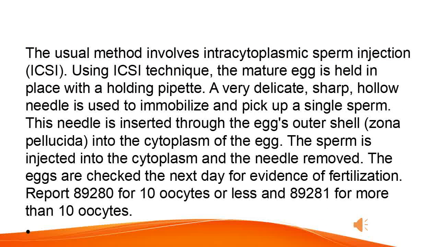The usual method involves intracytoplasmic sperm injection, ICSI. Using the ICSI technique, the mature egg is held in place with a holding pipette. A very delicate, sharp, hollow needle is used to immobilize and pick up a single sperm. This needle is inserted through the egg's outer shell, the zona pellucida, into the cytoplasm of the egg. The sperm is injected into the cytoplasm and the needle removed. The eggs are checked the next day for evidence of fertilization.